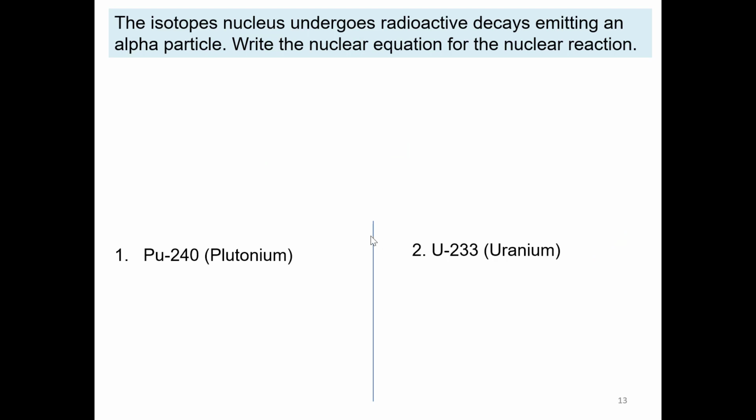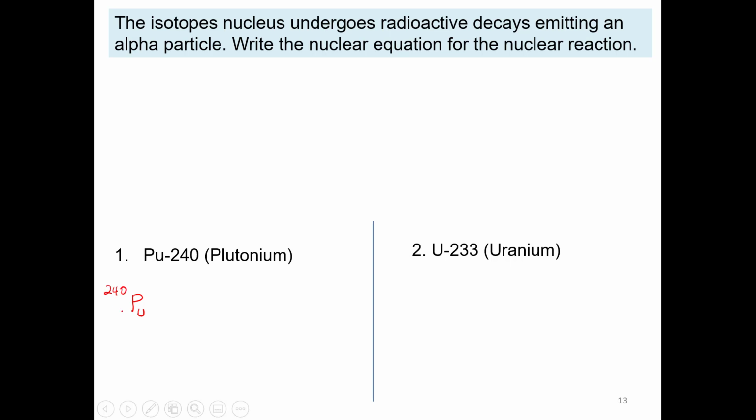In these examples, we had the isotope nucleus of these 2 elements, and this isotope undergoes radioactive decay emitting an alpha particle. Then we want to write the nuclear equation for this nuclear reaction. Let's start with the first example. We had plutonium-240. Let's first write the nuclear symbol for plutonium. Plutonium-240 corresponds to the mass number, so we will write this one on top.